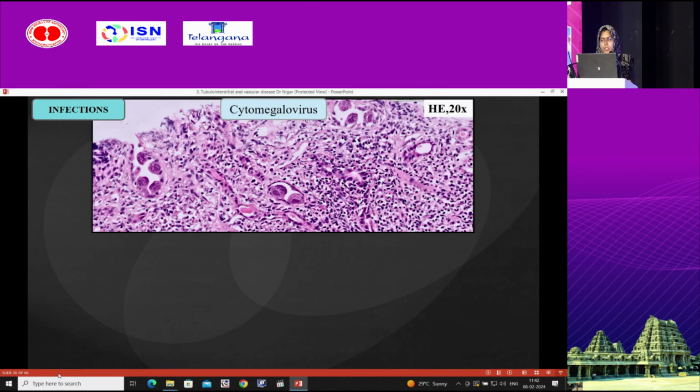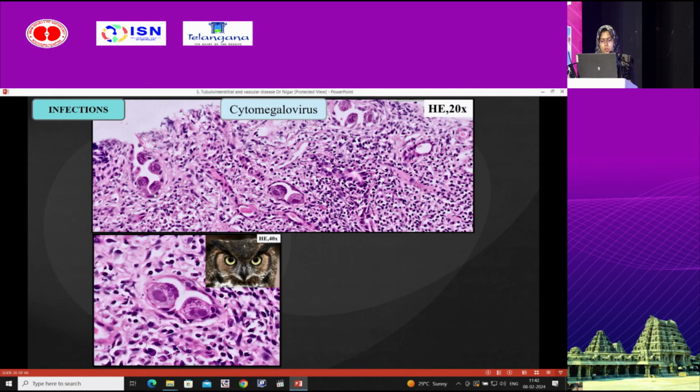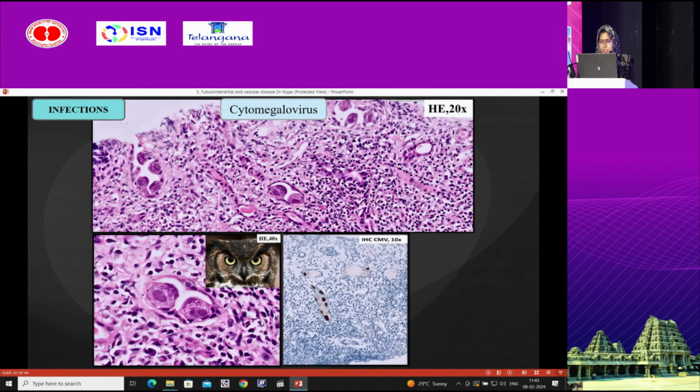Coming to viral infections, this is a post-transplant patient where we could see that many of the tubular epithelial cells are markedly enlarged, and on high power we can see that there are cytoplasmic basophilic inclusions and intranuclear inclusions also, similar to the owl's eye, hence the name owl's eye appearance. This was confirmed using IHC and it was positive for CMV.